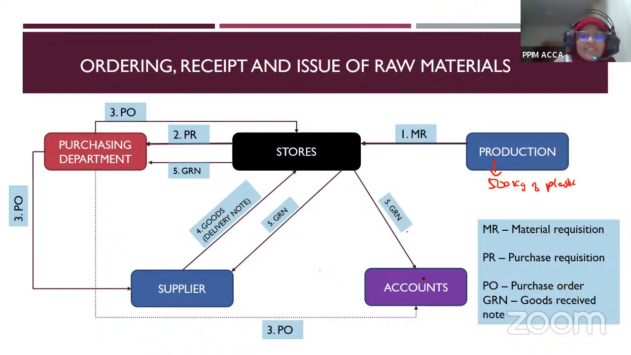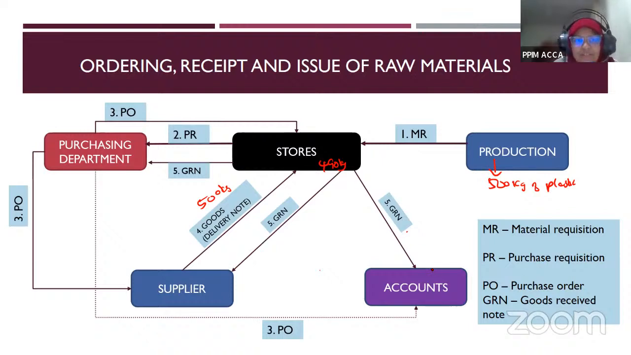So what does the goods received note say? Now say for example, the supplier is saying, I sent 500 kilos. But in the stores, when we count and check, it was only 490 kilos. So then the goods received note will very clearly say that we did not receive 500, only 490 was received. Okay, so the goods received note will be sent to the supplier.